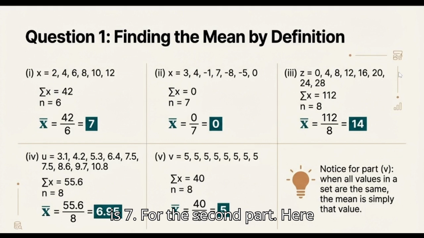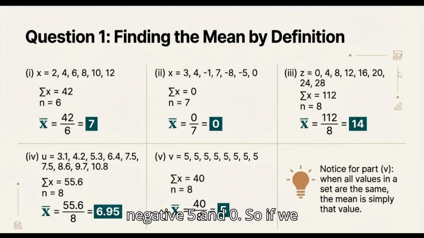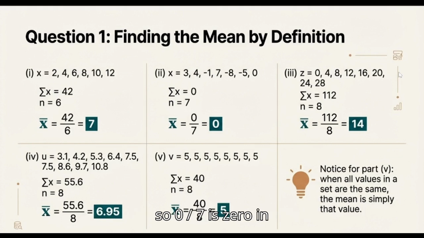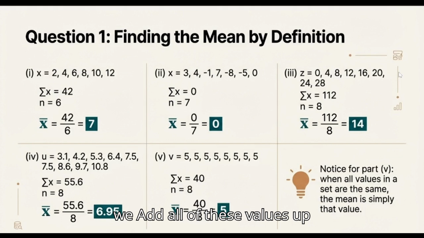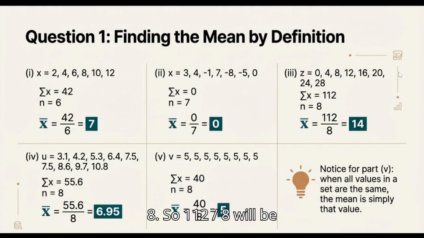For the second part, here we have 3, 4, -1, 7, -8, -5, and 0. If we add all of these values together, we get 0, but the number of values in this ungrouped data is 7. So 0 divided by 7 is 0. In the third part, here we have the ungrouped data 0, 4, 8, 12, 16, 20, 24, and 28. If we add all of these values up together, we get 112. And the number of values in this data set is 8. So 112 divided by 8 will be 14. So that is our arithmetic mean.